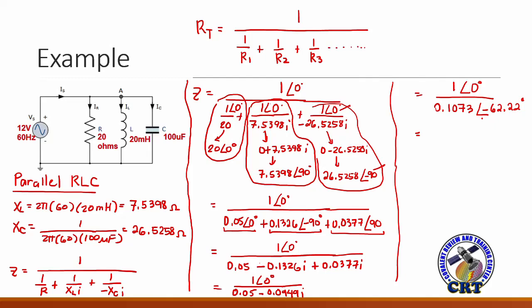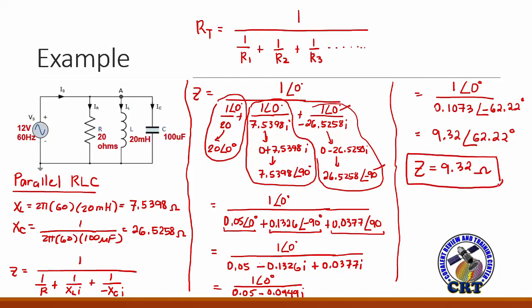So we have 9.32. Let us use 2 decimal places since this is the final answer. Angle of 0 minus negative 62.22, so positive 62.22 degrees. So from this polar form, we can conclude the impedance is 9.32 ohms. This is the answer using the complex operation conventional method.